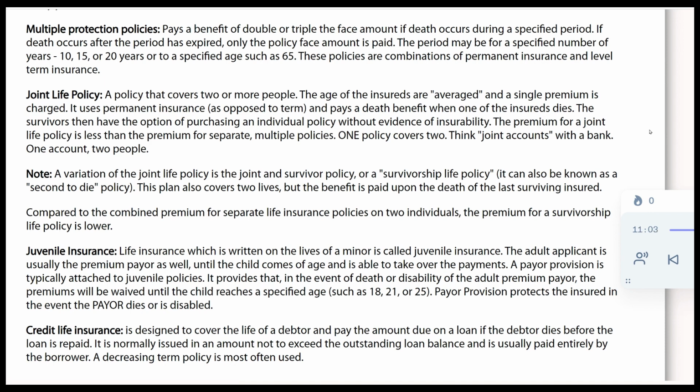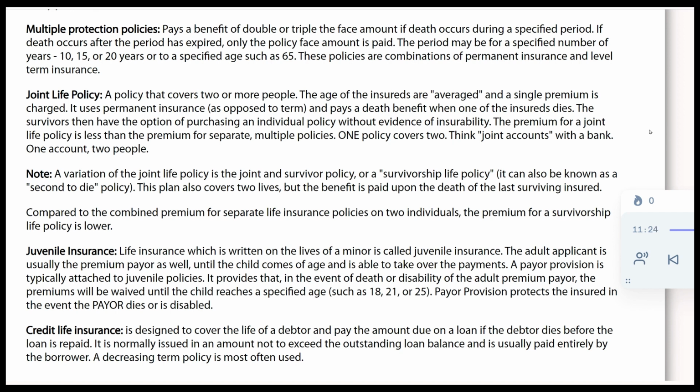Joint life policy, a policy that covers two or more people. The ages of the insureds are averaged and a single premium is charged. It uses permanent insurance as opposed to term and pays a death benefit when one of the insureds dies. The survivors then have the option of purchasing an individual policy without evidence of insurability. The premium for a joint life policy is less than the premium for separate multiple policies. One policy covers two. Think joint accounts with a bank.